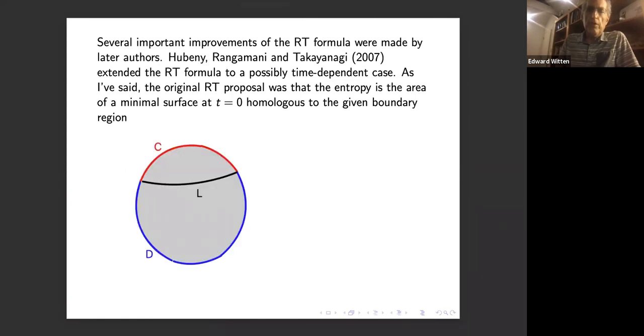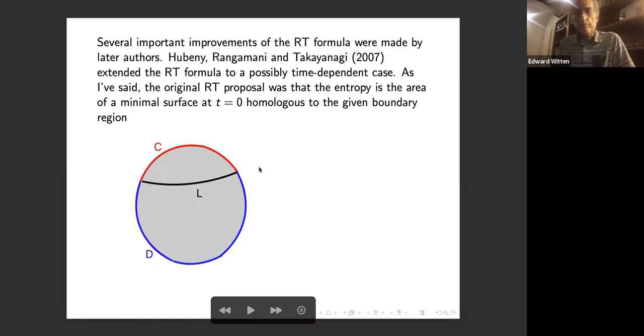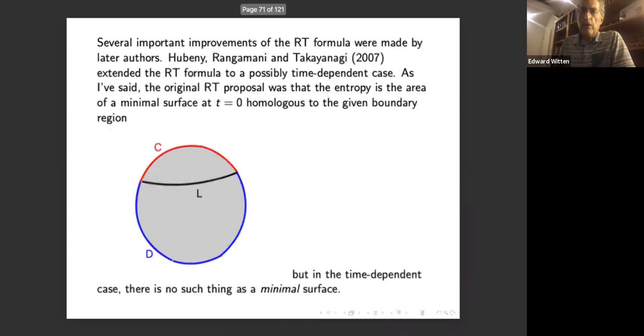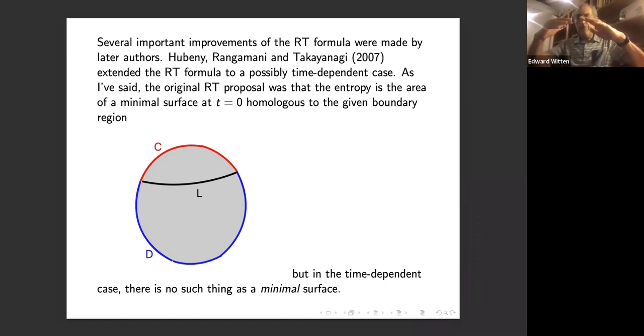So their proposal involved minimizing the area or length at time zero of a surface that's homologous to the given boundary region. So L is homologous to C, for example, through this homology, and L is also homologous to D. But minimizing areas or lengths only makes sense in space, not in space-time. In the time-dependent case, there's no such thing as a minimal surface, because if you let a surface wiggle in the time direction, that will always reduce its area.